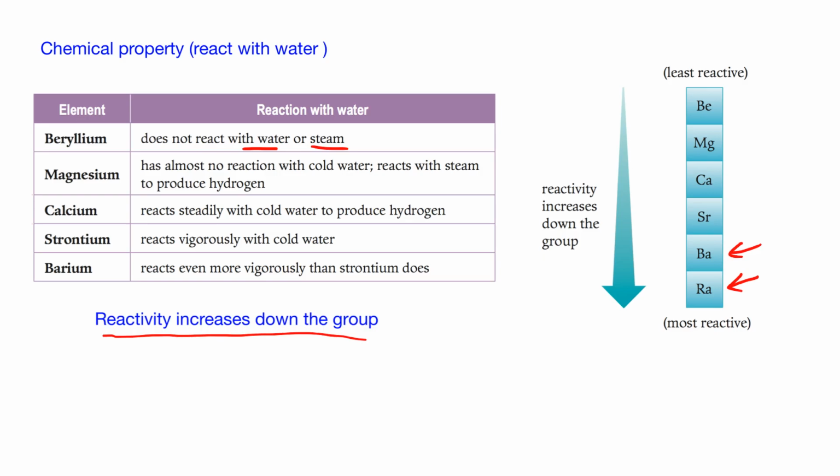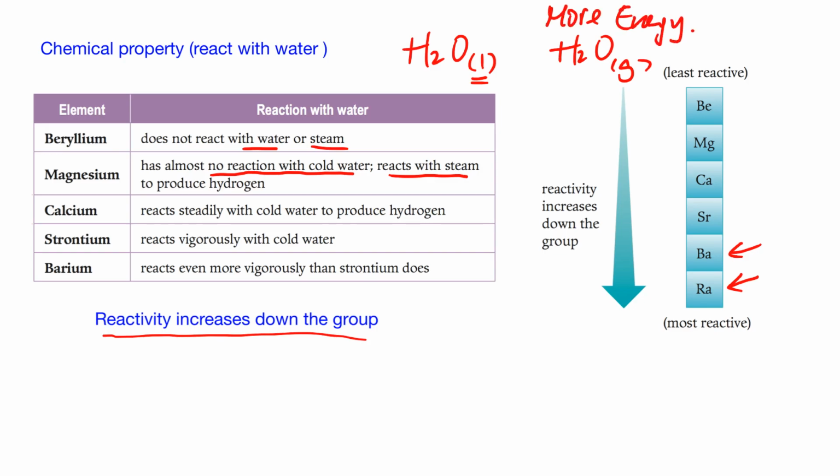Magnesium, as you go down, has no reaction with cold water, but it reacts with steam. What is the difference between cold water and steam? Water is the liquid state, steam is the gas state. The only difference is that steam has more energy, and this one has less energy. So if some elements are less reactive, just putting in water may not be good enough. But if you increase the temperature, the reaction rate will be faster. So when you have steam to react with it, then magnesium can react.